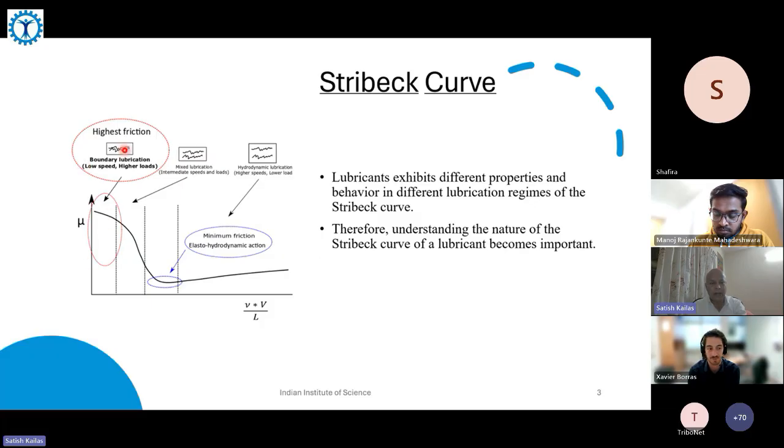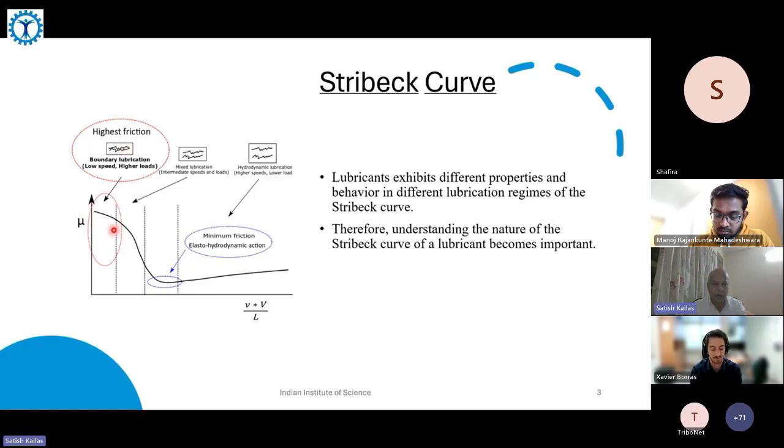So let us say that you have a Stribeck curve and you have a friction, but you need to reduce this friction as much as possible. So how do you reduce this friction? One way is to have additives in the oil so that it forms a tribofilm on the surface, which doesn't really allow direct metal to metal contact and can reduce friction significantly.